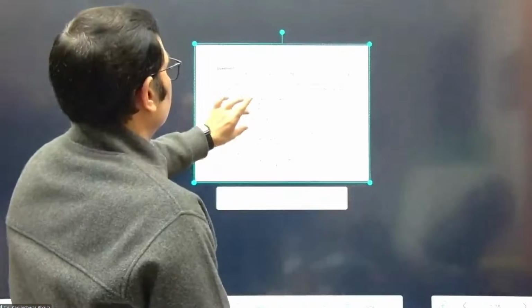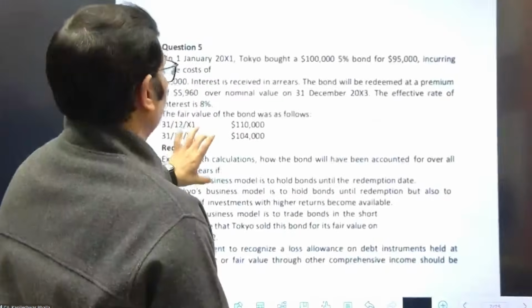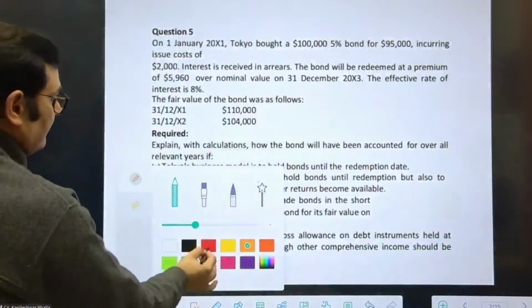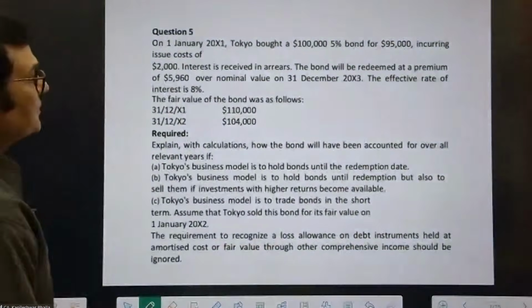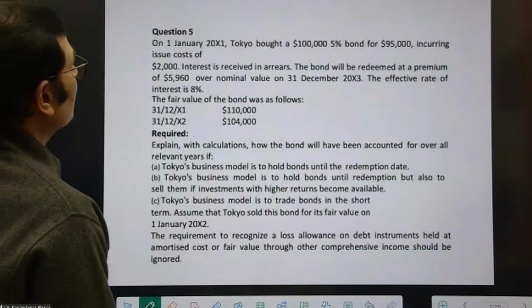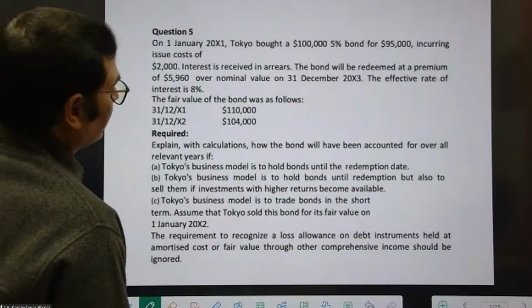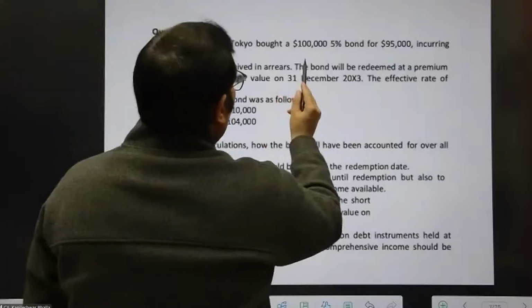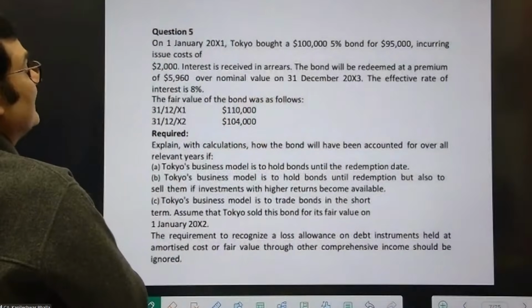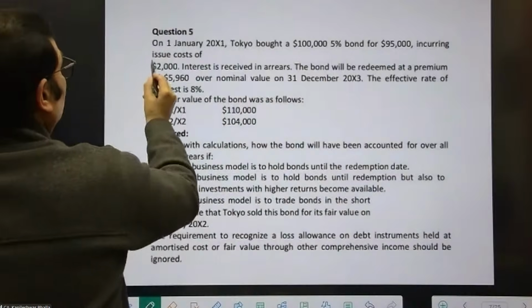So let's do a question with you. So this is question 5. Let's now read the inputs and we're going to solve this particular question. It says on 1st January X1, Tokyo bought 1 lakh 5% bond for 95,000, incurring an issue cost of 2,000.